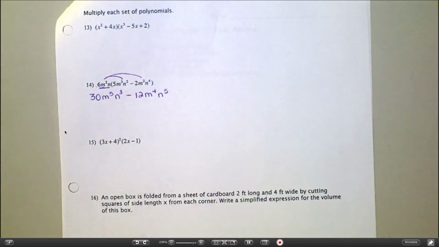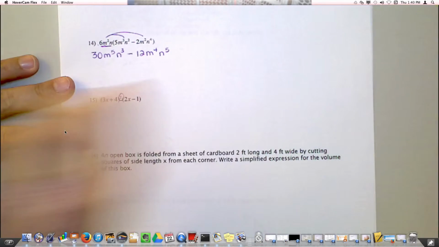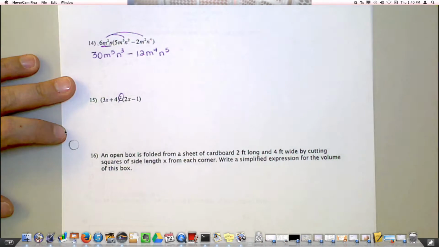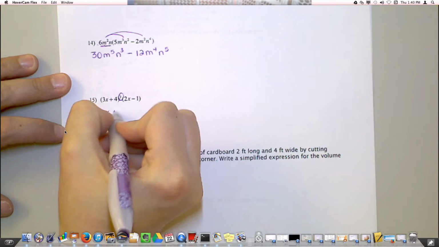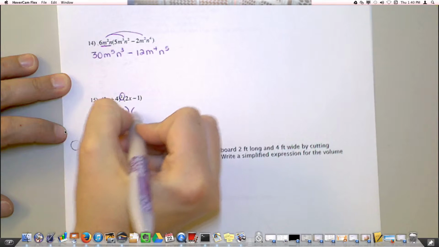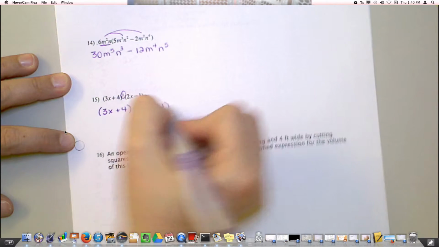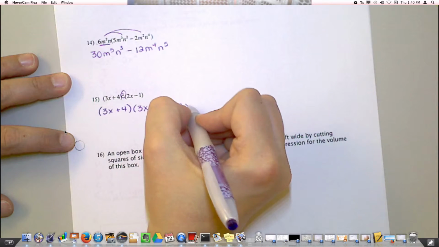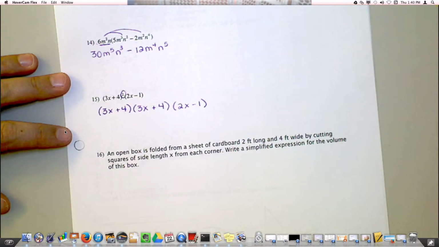Sure. Which one do you want? How about number 15? Sure. Okay. 15. What does this little square mean to do? Okay, we need to write that set of parentheses out twice. So 3x plus 4 times 3x plus 4. And then the 2x minus 1 is still there, but I only have one of them. Okay, because that square only applies to that set of parentheses.